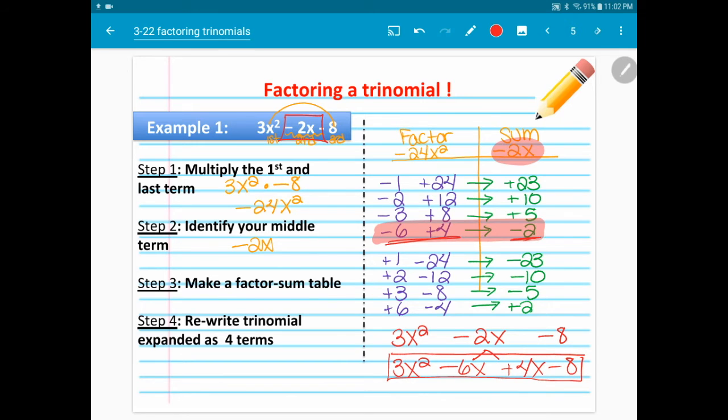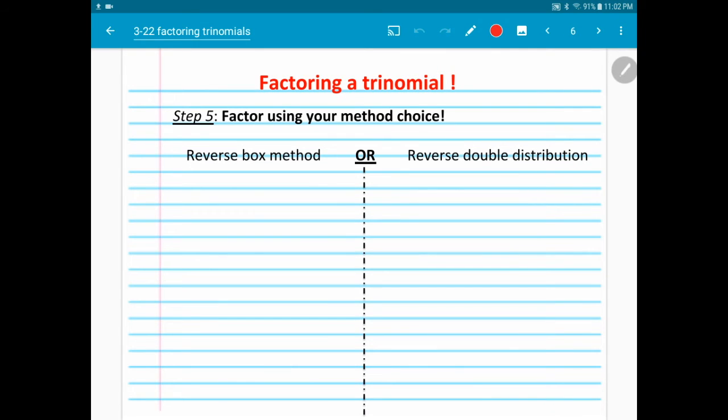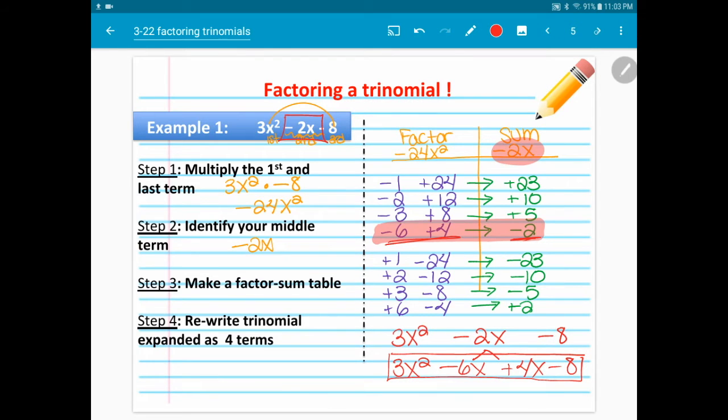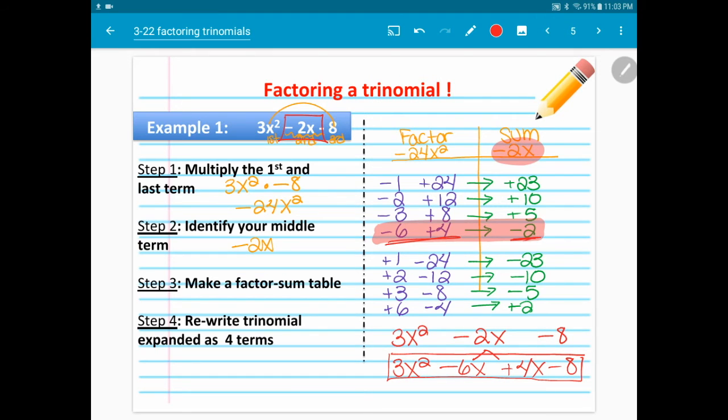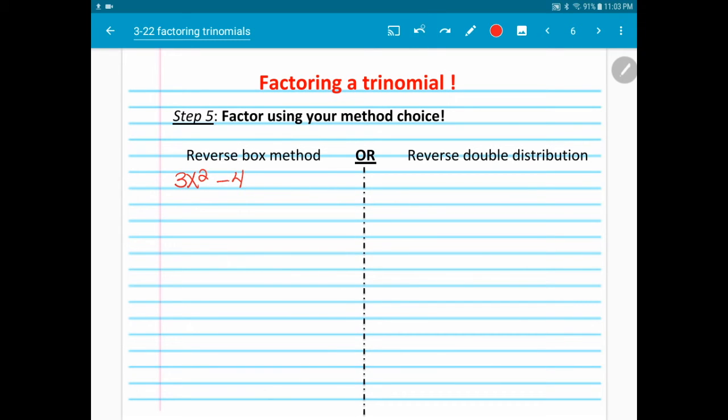All right, so now we're not done. So yesterday we stopped here, but now we're going to take that expanded form, which was 3x squared minus 6x, and then plus 4x, minus 8. All right, so now we're going to take this expanded form, and using what you practiced on Tuesday, we are going to factor this. So that was the whole point of yesterday's lesson and Tuesday's lesson, and now we're taking those things and putting them together.